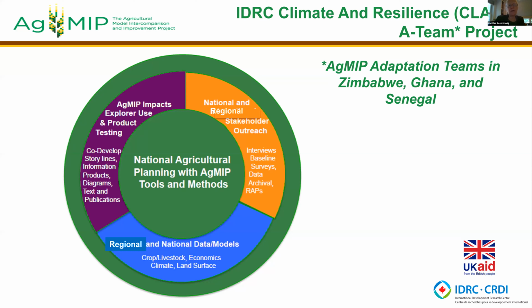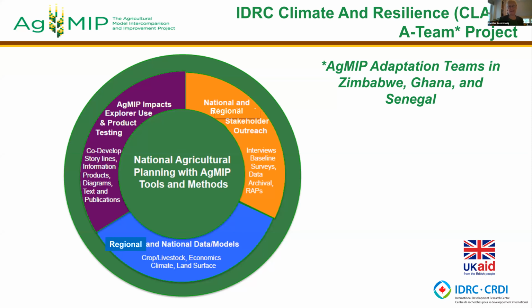The second main part of the framing is with regional and national data and models. So AgMIP is a network of researchers, and we use crop models, livestock models, farming system models, and biophysical models. We bring in the climate data, both current and future, and the economics, both at the regional scales and the national scales. And we look at the land surface, land cover, and land use as well, through the use of remote sensing.